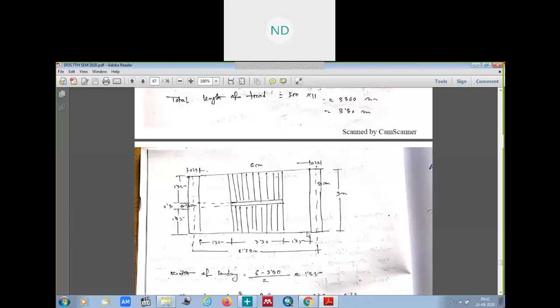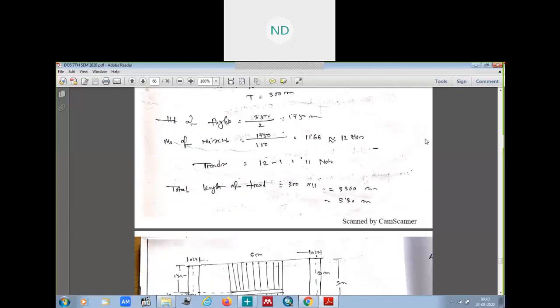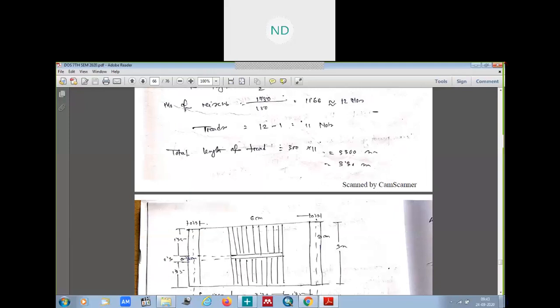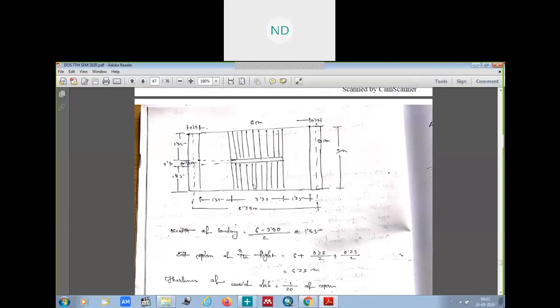Okay, now in the first step we have just assumed the treads, risers, and the height of the flight, etc. And in the second step we have calculated the number of risers, treads, and the width of the landings.